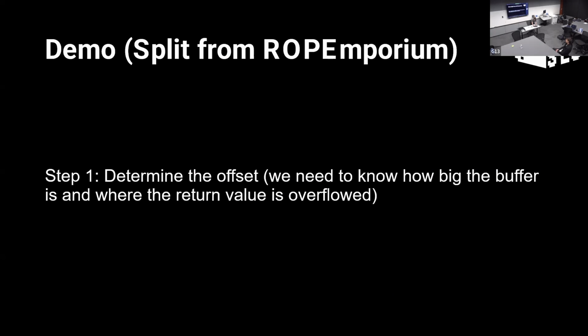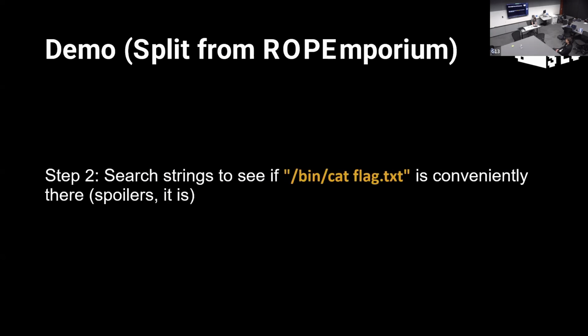You can see that, fantastic. So we're going to search the strings to see if cat flag.txt is in there. Now, if you know how to use Linux, you'll know that cat flag.txt is just going to display the flag, right? And conveniently, there is a /bin/cat flag.txt string in this binary.